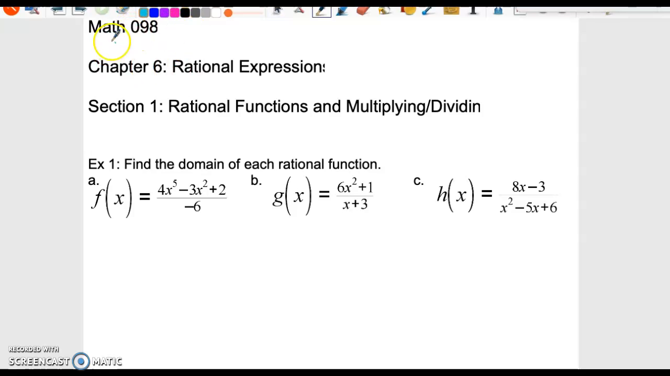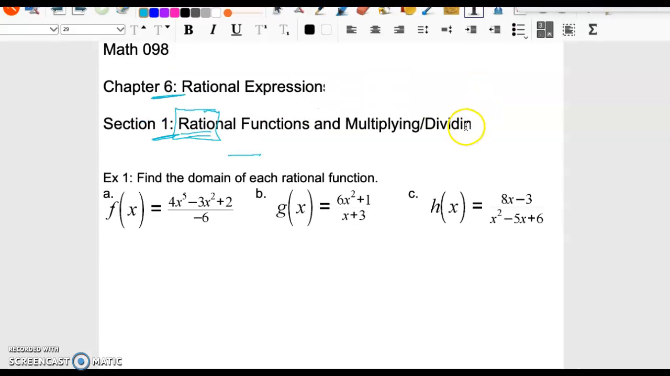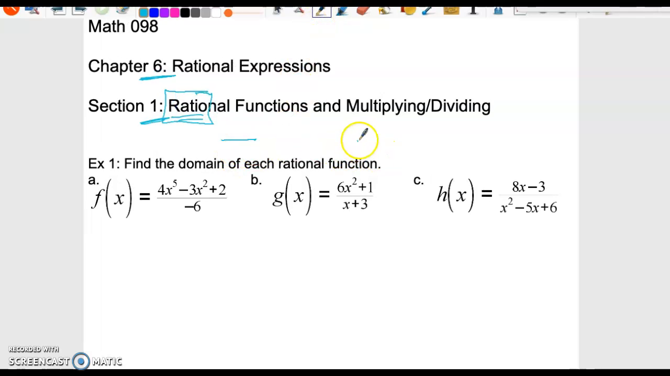Hey, Math 098, we are going to move on to Chapter 6, Section 1, and it's all about rational functions. And a rational function uses this phrase ratio right here. So it helps you understand, and I think all of you are familiar that ratios are just fractions, some number over another. Now, the main thing with rational functions that we need to pay attention to is the fact that we can never divide by zero.